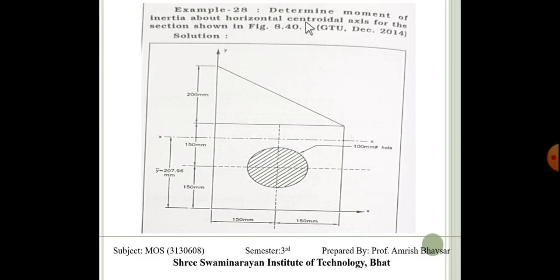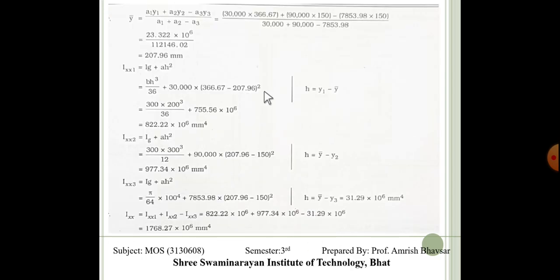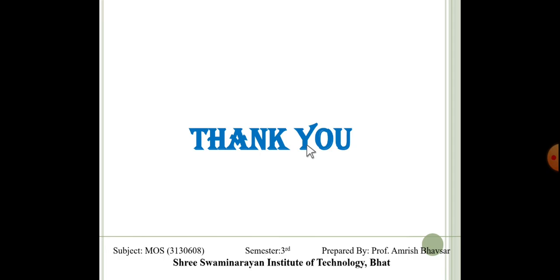Another case, determine the moment of inertia about the horizontal centroidal axis. So first we have to find the CG of this lamina, and after getting that, find Ixx1, Ixx2, Ixx3 as we know. Clear? So thank you very much.